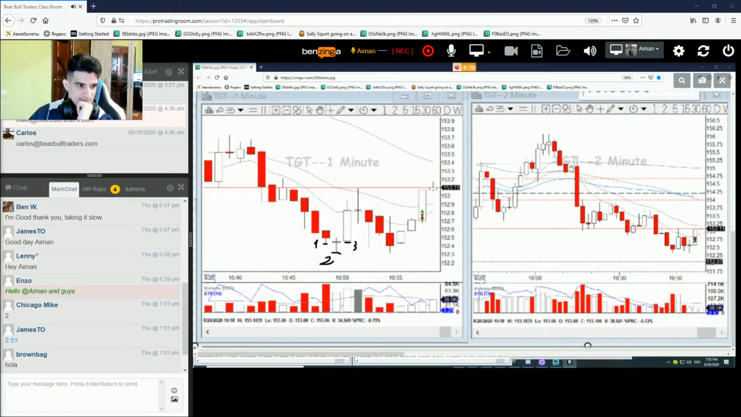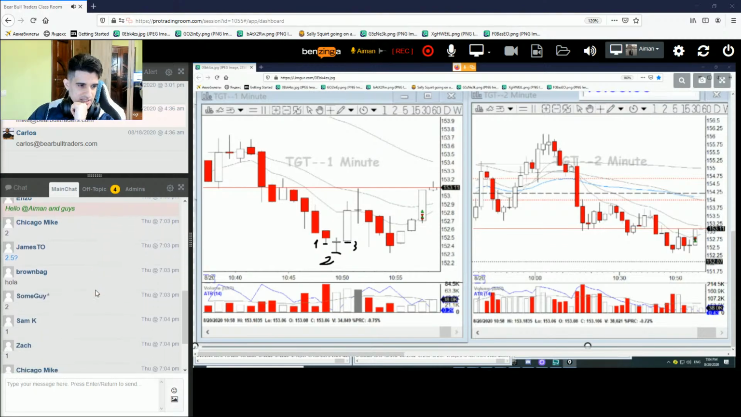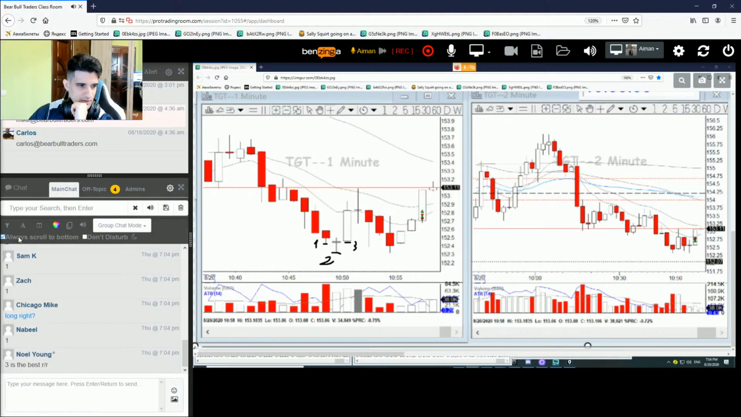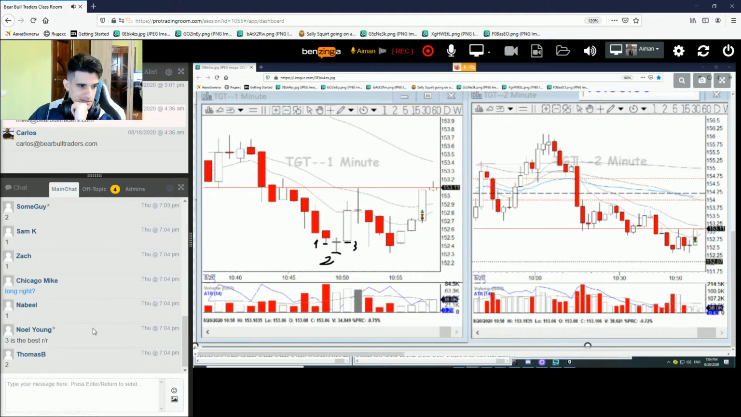Hey, brown bag. Wait, actually the chat room is not being scrolled automatically. 211. Let me actually fix the chat room. Why isn't it being scrolled down? Now it will be always scrolled down.